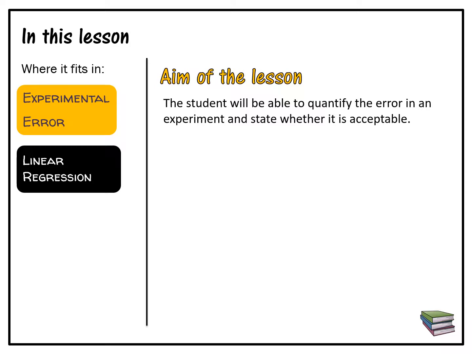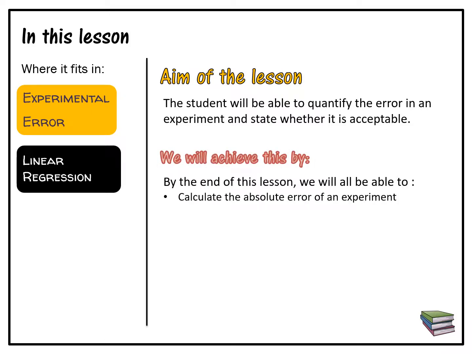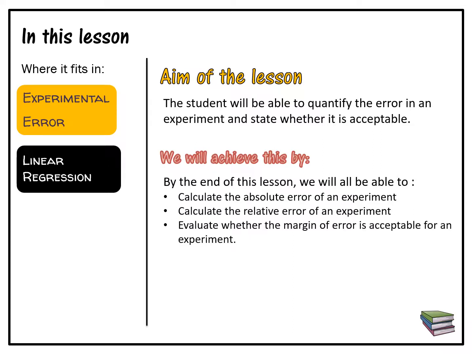students will be able to quantify the error in an experiment and state whether it is acceptable. We're going to achieve this by calculating the absolute error of an experiment, calculating the relative error of an experiment, and then being able to evaluate whether the margin of error is acceptable for an experiment or not.